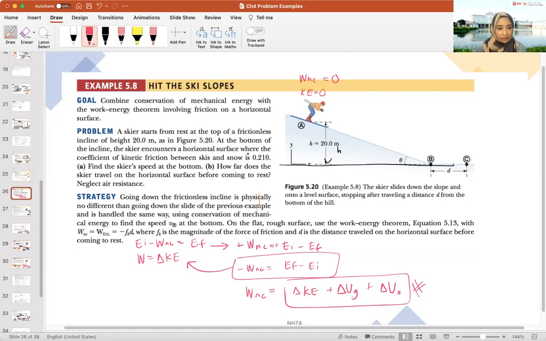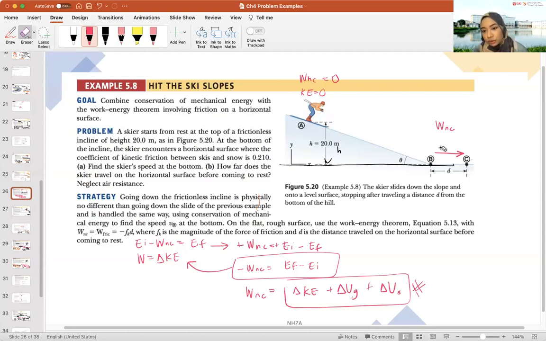At the bottom of the incline, down here, B, the skier encounters a horizontal surface where the coefficient of friction between the skis and snow is 0.2. So here, the friction does not exist, so WNC does not exist there. But from B to C, there is friction. So WNC exists here, but WNC is not here. So we can start to imagine that we would have one EI equals EF over here, and one EI equals EF over here, but our EI has to be reduced by WNC.